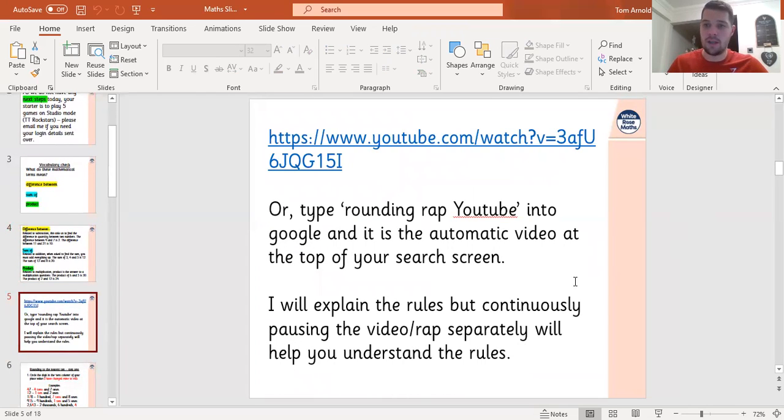Have a look at the YouTube video here. This is the rounding rap. We enjoyed learning this in class. I'm sure your parents and carers at home are going to love listening to it and maybe even joining in. Make sure you pause it at each step. It isn't specific to rounding to 10, but my slides are. So use that knowledge and pause my slides, and hopefully you'll gain confidence in rounding to the nearest 10.